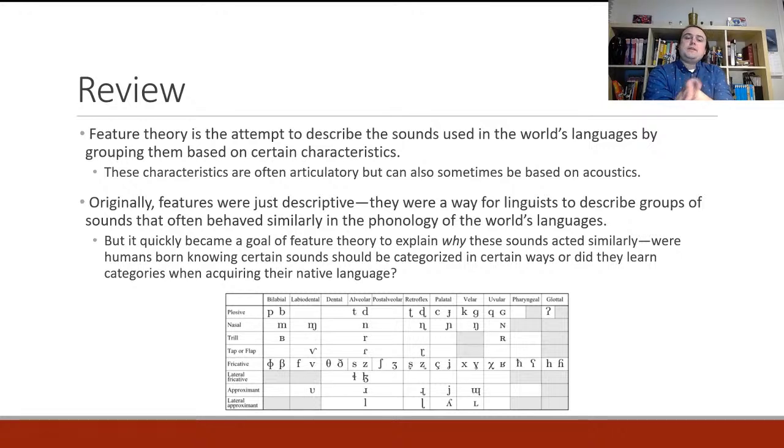But quickly, it became a goal of feature theory to also explain why these sounds acted similarly. So were humans born knowing that certain sounds should be categorized in certain ways, and just had that as a kind of instinct? Or did they learn those categories when they acquired their native language? And is it because of external factors that languages tend to treat their nasals together and tend to treat their labial sounds as belonging to a group and things like that, right? So is this something that can be explained by an innate instinct, or does it need to be explained by something that's sort of external to the way our brains are programmed?